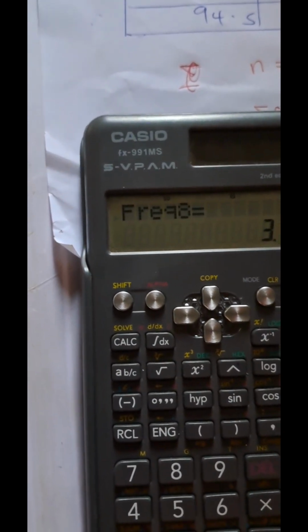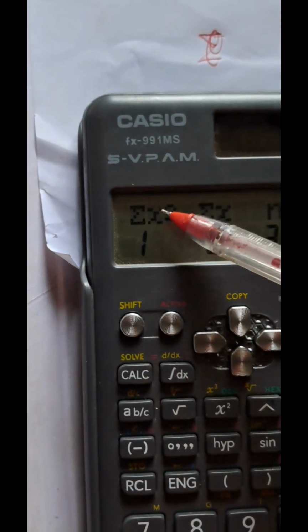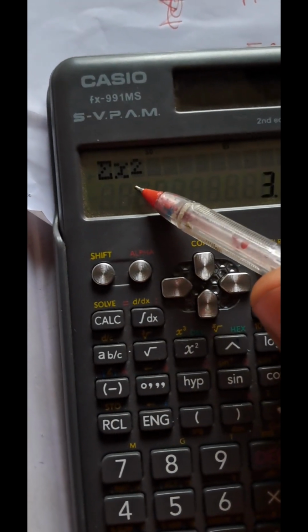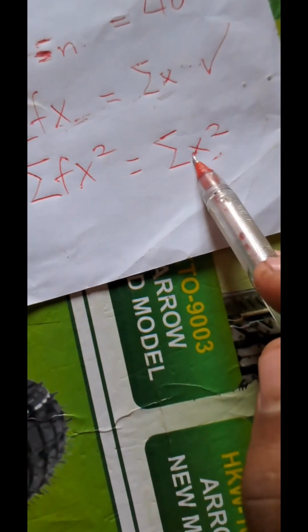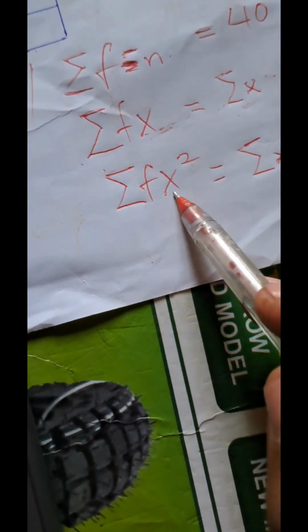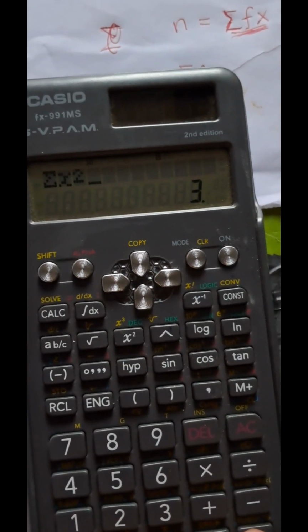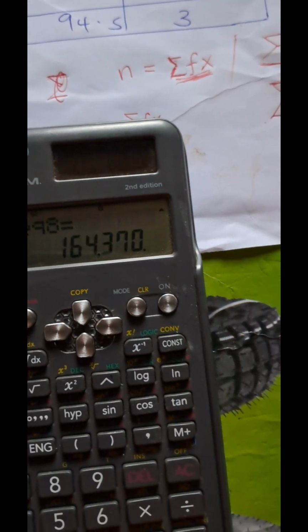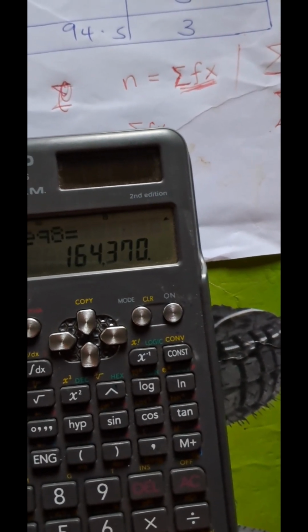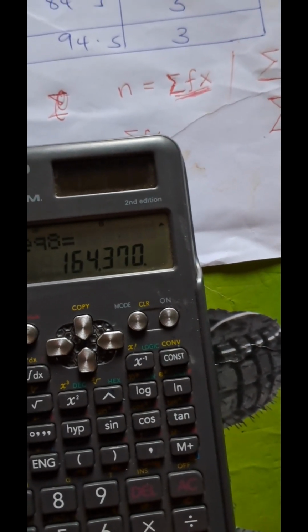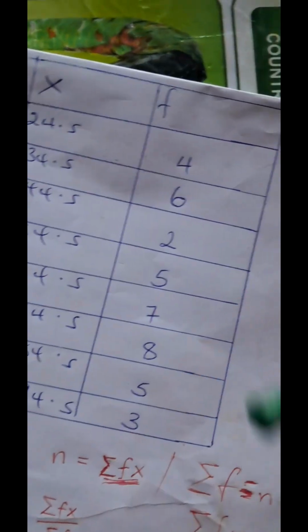Then the next thing left is to press shift and 1. Then you press the x squared option, which is 1. As you see in the calc, we have remained with the x squared option. I told you this is the same as summation of fx squared. So you press the equal sign afterwards, and the summation of fx squared will be 1,164,370.